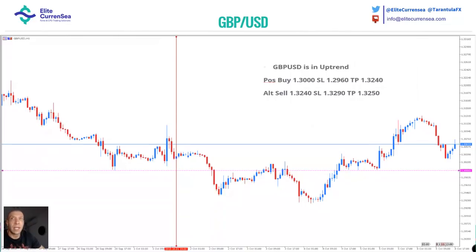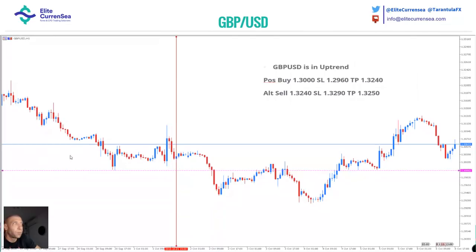Pound dollar, you see, it was a potentially good trade. We had a possible up move based on this candle, and then the candle was actually holding this. This was actually a master candle setup, but you don't know if it is a master candle setup until it's confirmed.